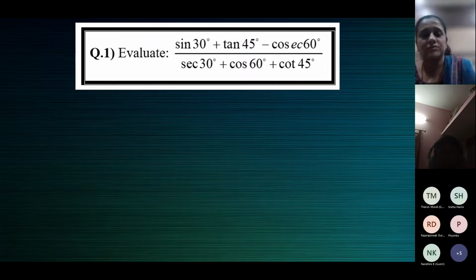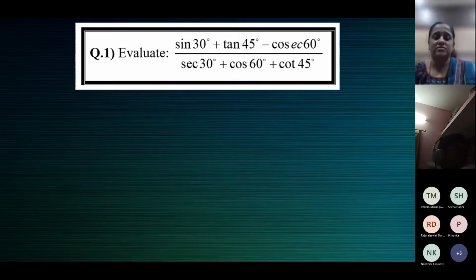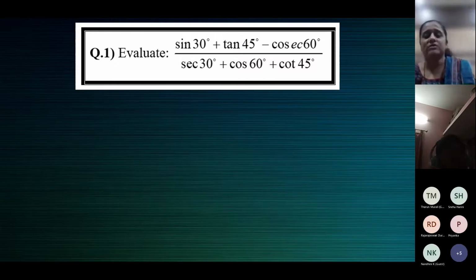Yeah, write down, children. Evaluate this expression. Please write down. What we observe is all the angles are standard angles. So very easy. You just have to pull the values from the table. Get the value of sine 30 degrees from the table. All the values from the table. So substitute and simplify.